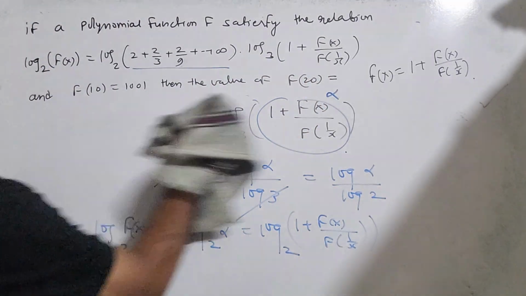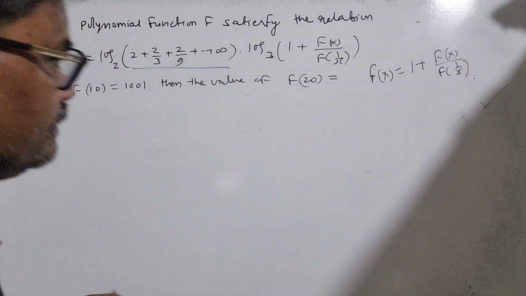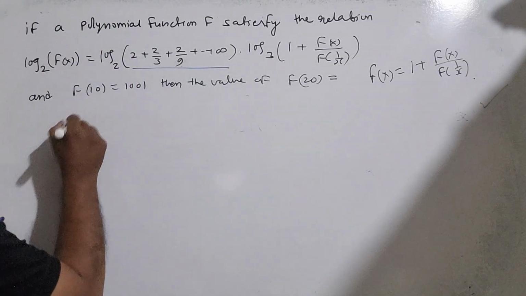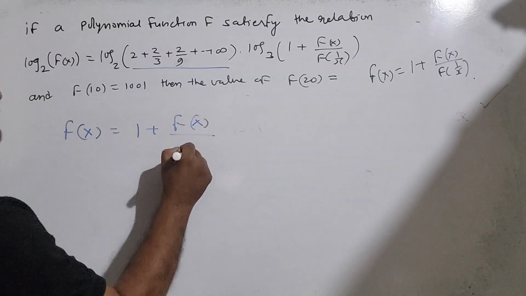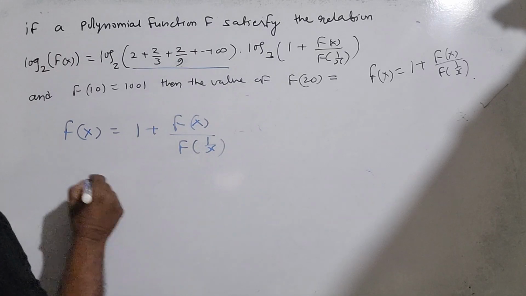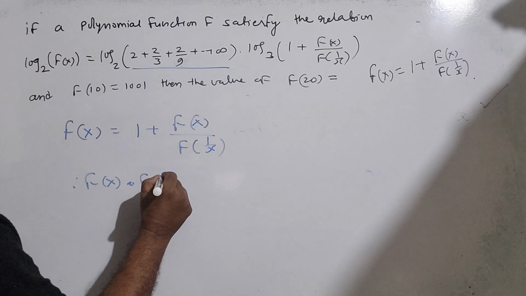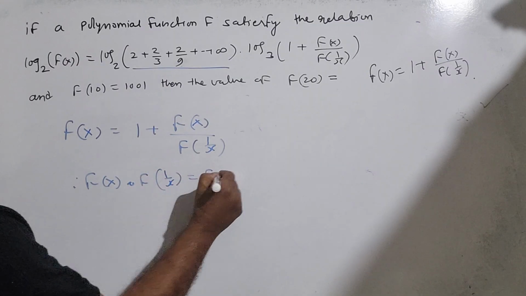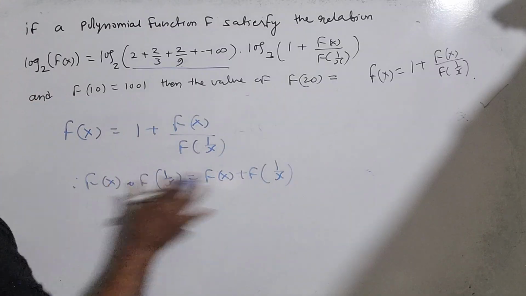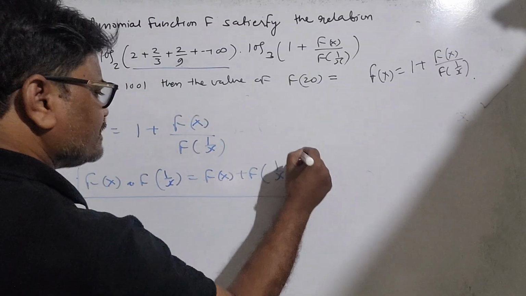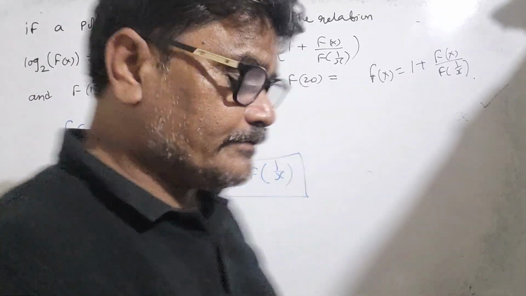So finally we have come to f(x) equal to 1 plus f(x) f(1/x), divided by... So I can write this as f(x) into f(1/x) equal to f(x) plus f(1/x). By simplification you will get this, which is a standard functional equation. Which is a standard functional equation, and now I can write down f(x).